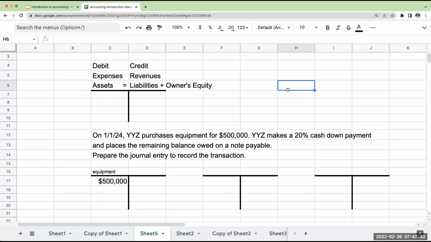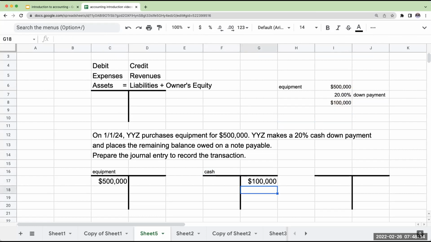Now, if I paid $500,000 for the equipment, it says that I made a 20% cash down payment. So my down payment is going to be 20%. So what I'm going to do over here is make that cash down payment for $100,000. If I'm giving the owner of the equipment cash, I've got over here sitting with my assets, my cash is going to go down. So I'm going to show that as a credit.